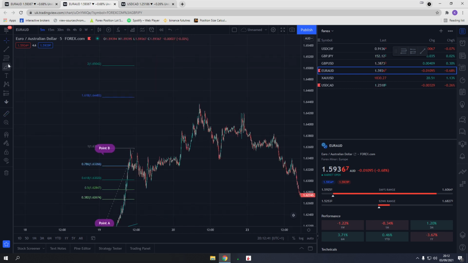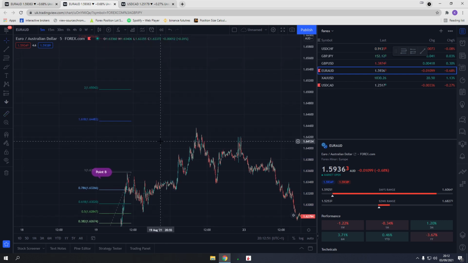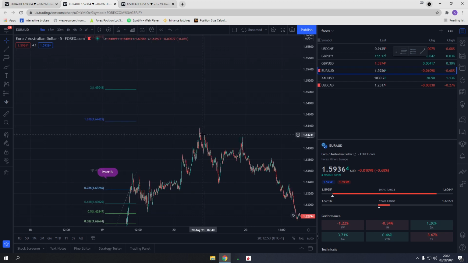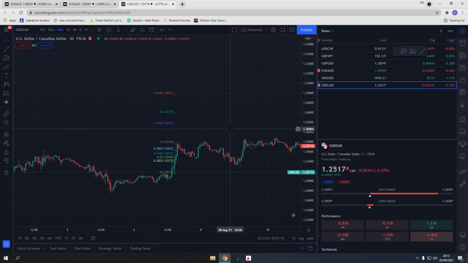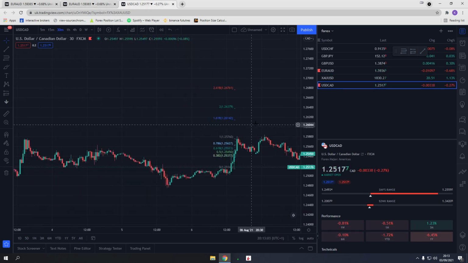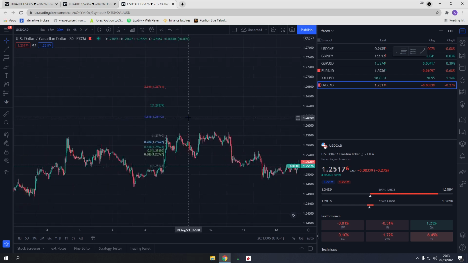But you do have to realise that we did actually manage to encapsulate a 150 pip move. So perhaps whilst you're doing that trade, you might realise that this is quite an ambitious take profit, and you manage the trade accordingly. Who knows? And then on USD CAD, we have another example of where it didn't actually work.